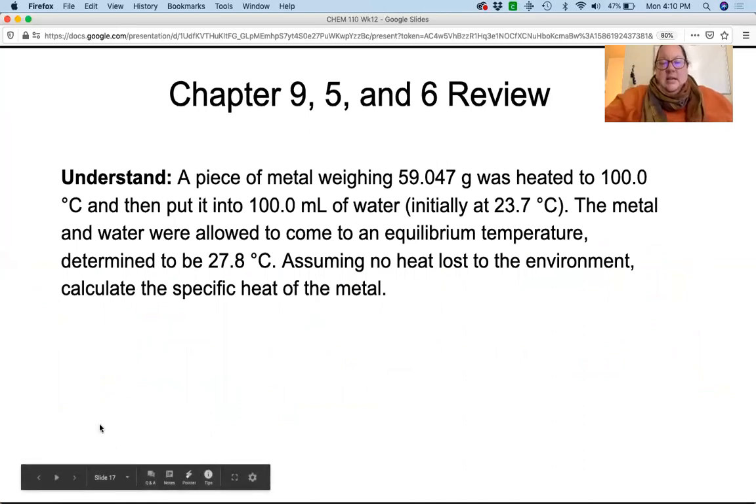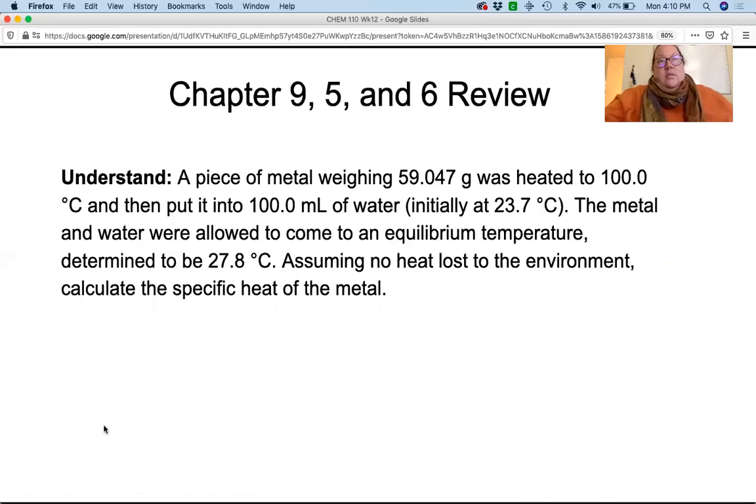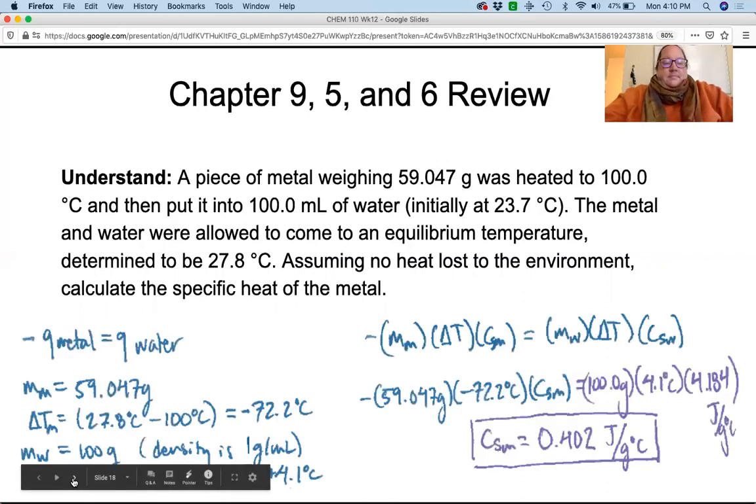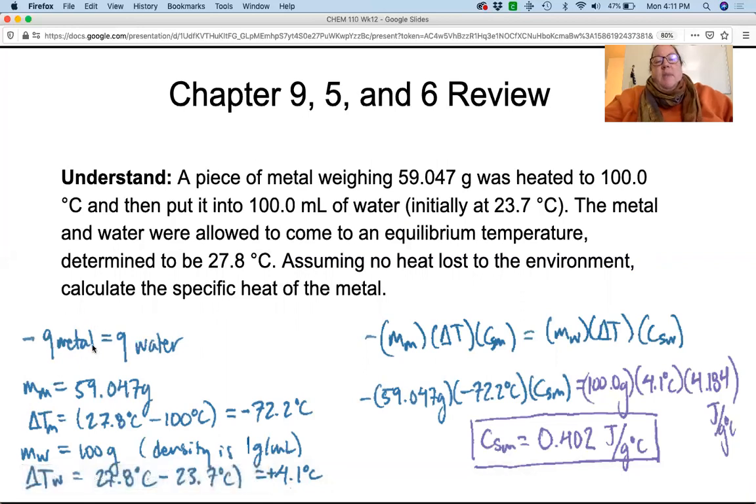In this case, we first want to make sure that we assign each of our variables so we can distinguish between the metal and the water. We're going to list out our givens based on whether it's metal or water. Then we're going to think about what equations are best suited to solving this type of problem. So in this case, this is a heat transfer reaction where the metal is giving off heat and it's giving that heat to the water.